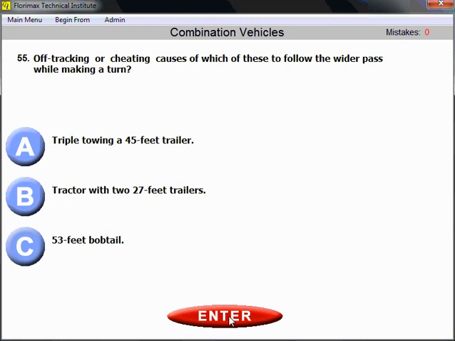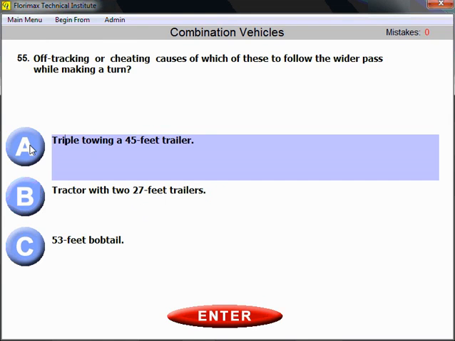Question number 55. Off-tracking or cheating causes which of these to follow a wider path while making a turn? In other words, in plain English, which one of these three combination vehicles will make a wider turn? Which way do you need to turn as wide as possible? And the right answer is this one, triple.